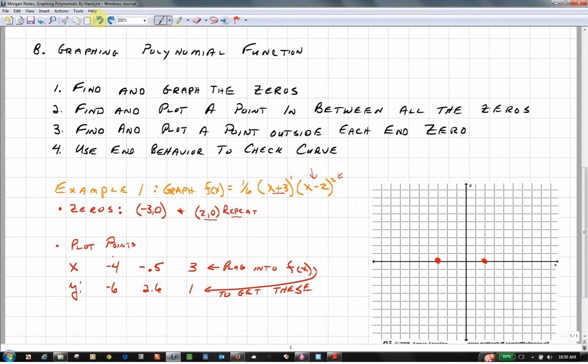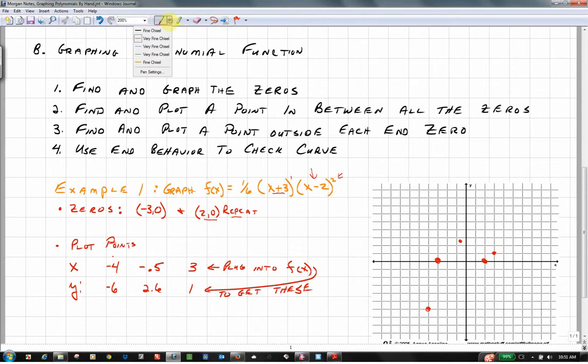If I have an x value of a negative 4, I get a y value of a negative 6. 1, 2, 3, 4, 5, 6. Now sometimes these may fall off of your graph. Then just put a point way down here, and that's good enough, right? We're just getting a general shape. So if I have a negative 0.5, I get 2.6. And at 3, I get 1. So it looks like my graph is going to be something that looks like this.